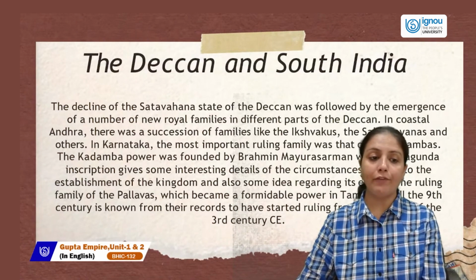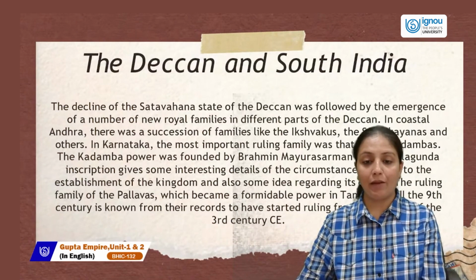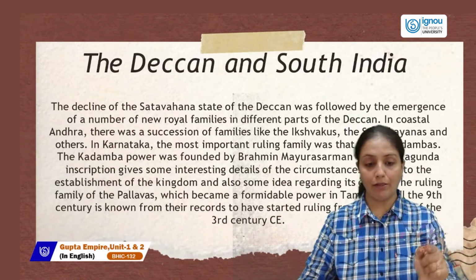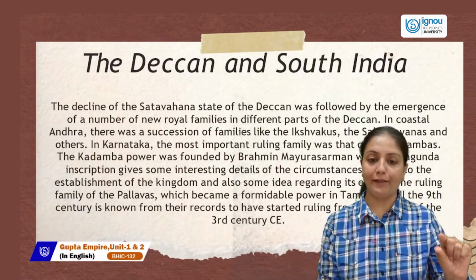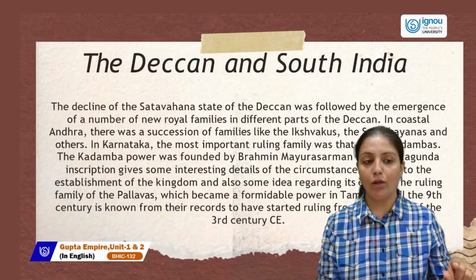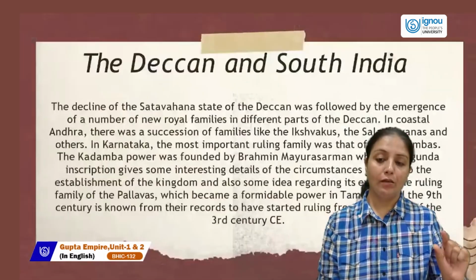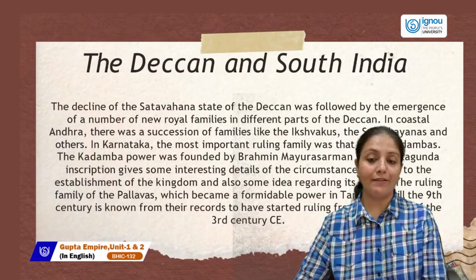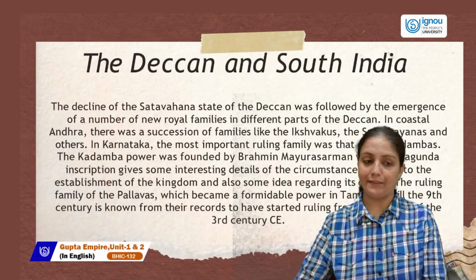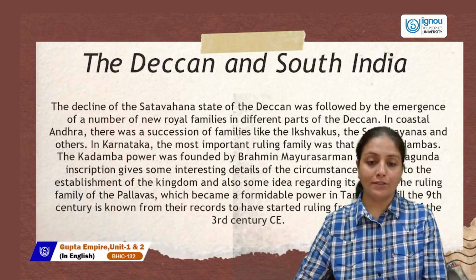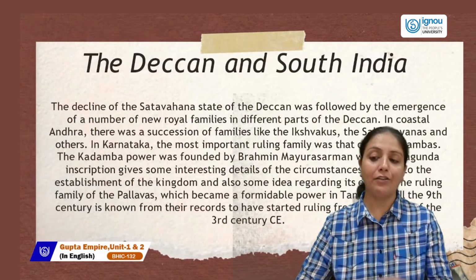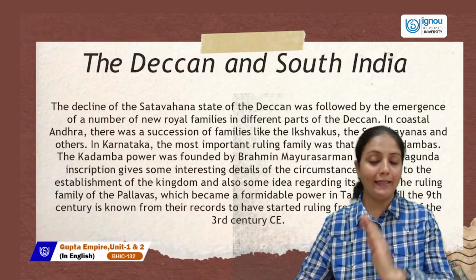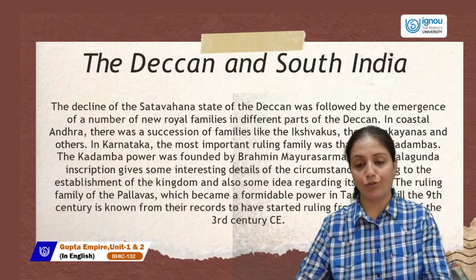Okay, next, the ruling family of Pallavas, which became a formidable power in Tamil Nadu, in the south, the bottommost left side. The Pallavas were ruling there after the Satvana rulers. The Pallava dynasty is known from their records to have started ruling from the middle of the 3rd century CE, and lasted till the 9th century.